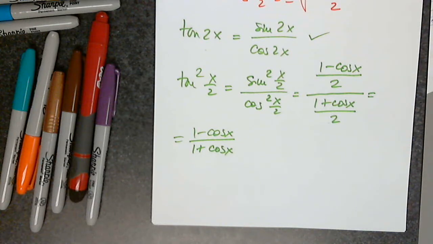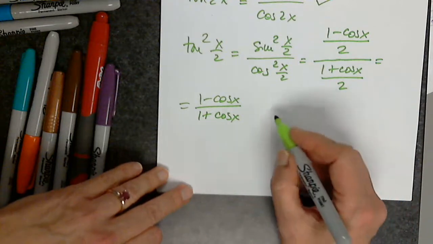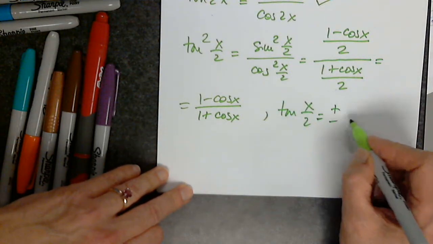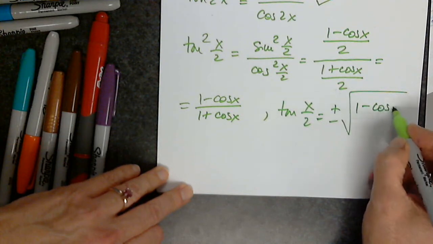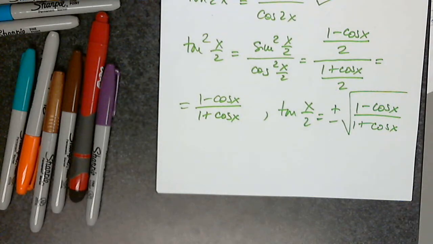That's the formula. That's one of them. Yes. And if you want tangent x over 2, you will take the square root and you'll write plus or minus the square root of 1 minus cosine x over 1 plus cosine x.